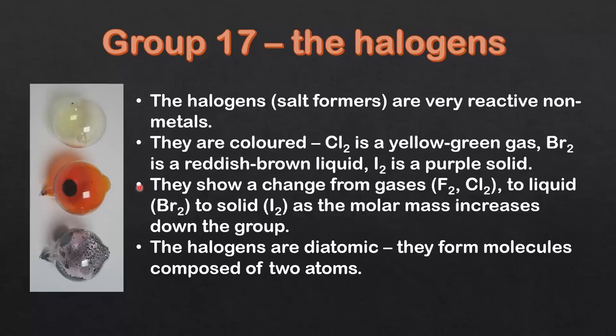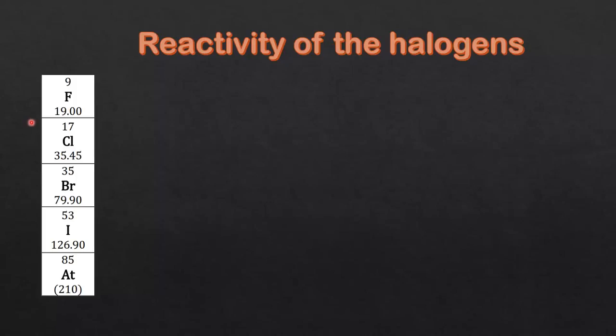They show a change from gases to liquid to solid as the molar mass increases down the group. The halogens are diatomic. They form molecules composed of two atoms. Here we have a molecule of chlorine. As you can see, it's formed from two atoms of chlorine joined by a covalent bond. Next, we'll have a look at the reactivity of the halogens.